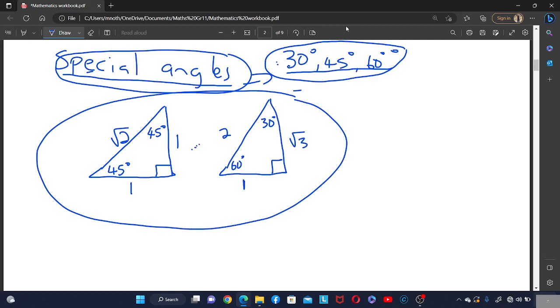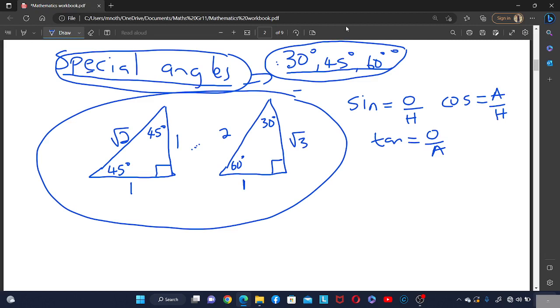Then we have the trigonometric ratios. The first one is sine. We know that sine is opposite over hypotenuse, and then cos is adjacent over hypotenuse, and then tan is equal to opposite over adjacent. So it's like that.